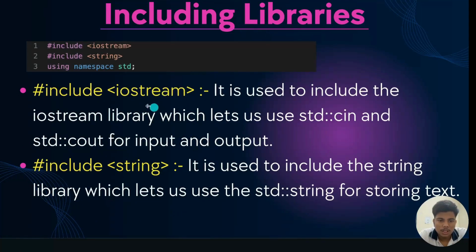So we first start by including the libraries. First, we include the iostream library, which lets us use std::cin and std::cout for input and output. Then we include the string library for handling text efficiently. We also use using namespace std so that we don't have to use std repeatedly. Now let's look at the subfunctions which we'll be using.